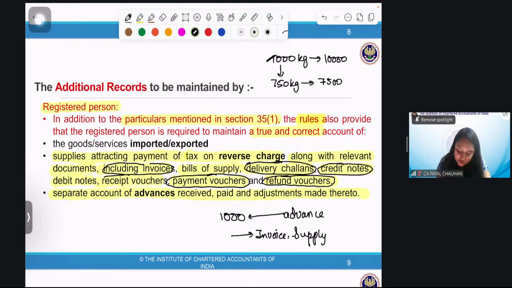Okay. And where we have one more receipt voucher. When you gave me 1000 rupees advance, I would have, yes, I missed that. I would have given you the receipt voucher.